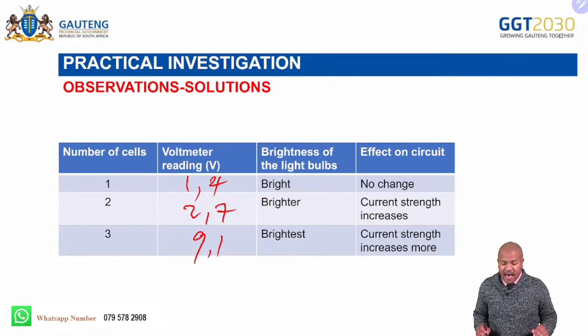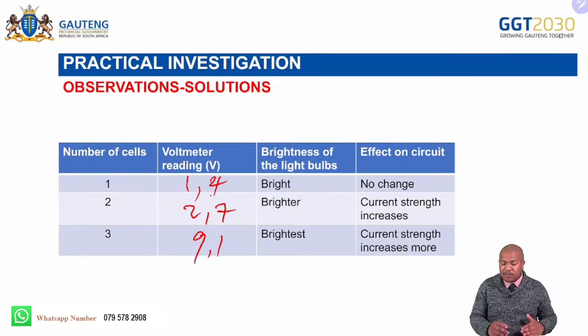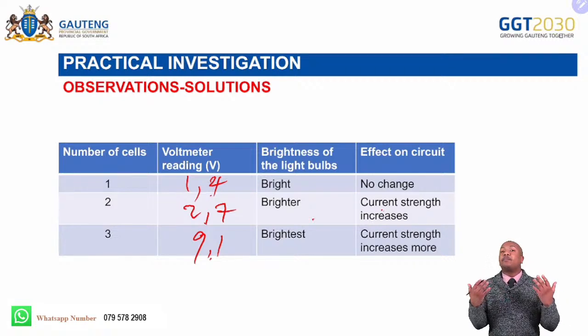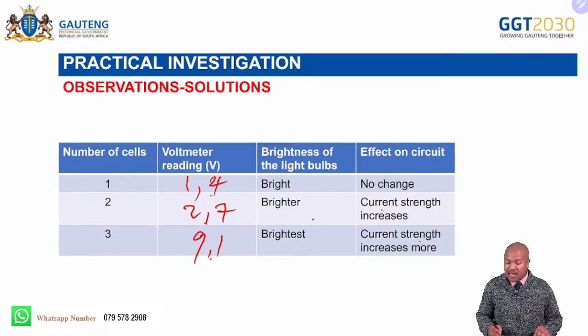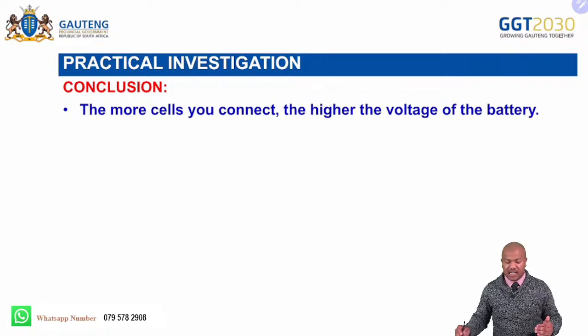And as we added the third one, we found out it is 9.1 volts. And as this happened, the brightness of the light bulbs was also increasing. So when it was 1.4, it was just bright, but dim. When we added two cells, it was 2.7 volts, and it became brighter because the current strength increased. And at 9.1 it was at its brightest point because the current strength increased more. Are we together? So now, our conclusion is that the more cells you connect, the higher the voltage of the battery. Are we together, grade 9s?